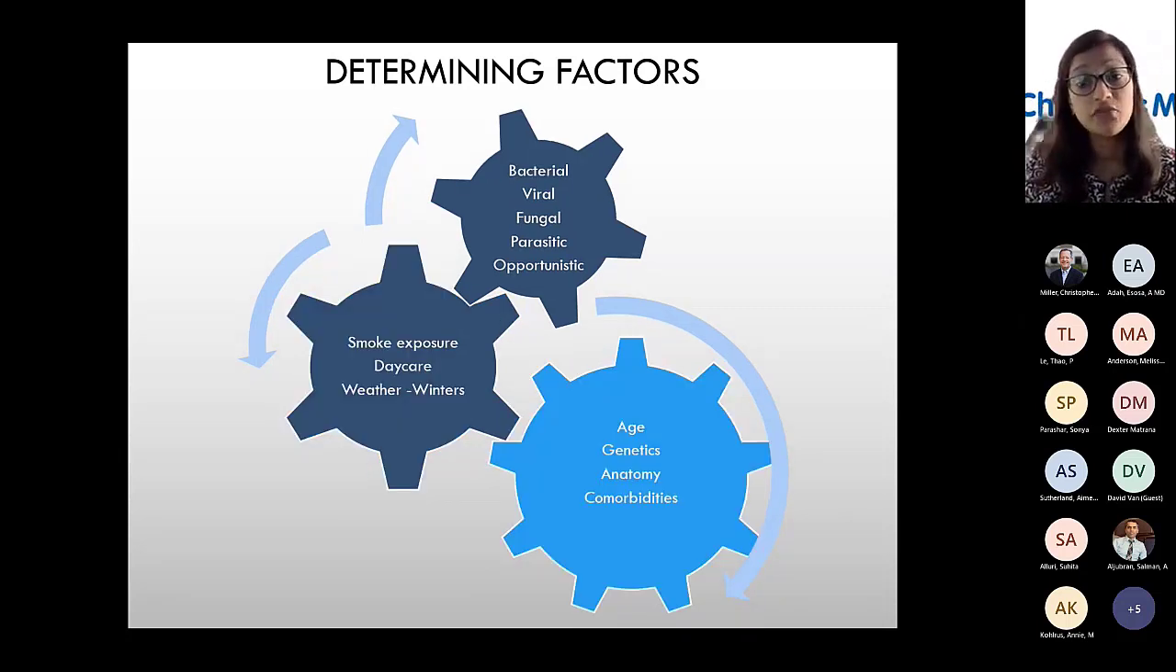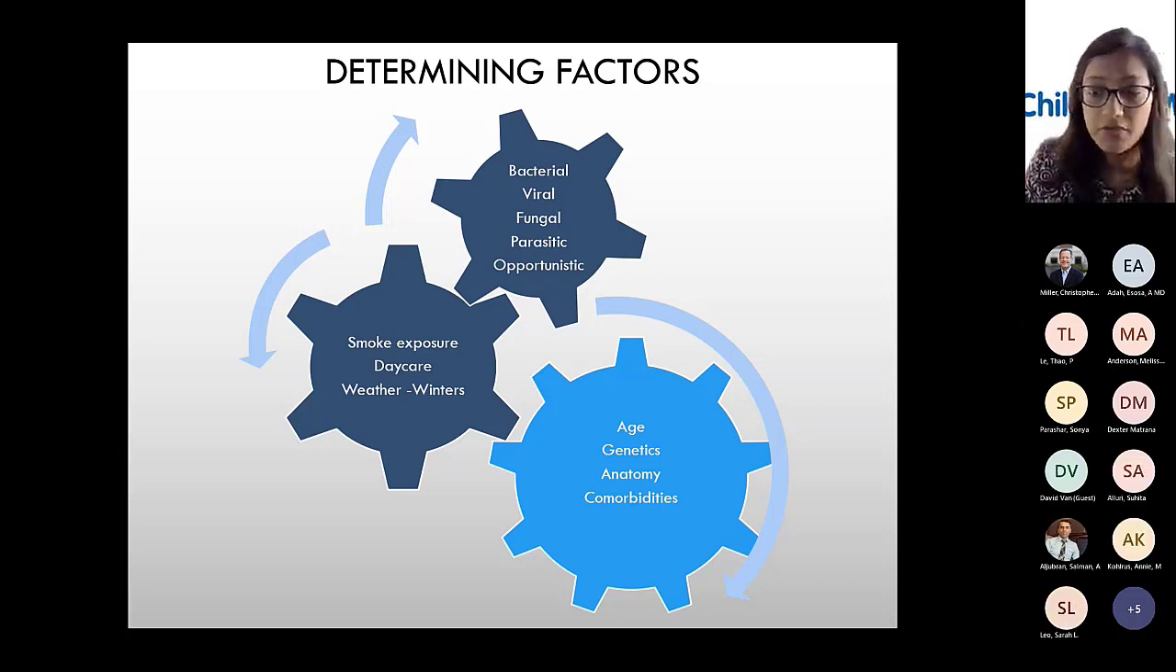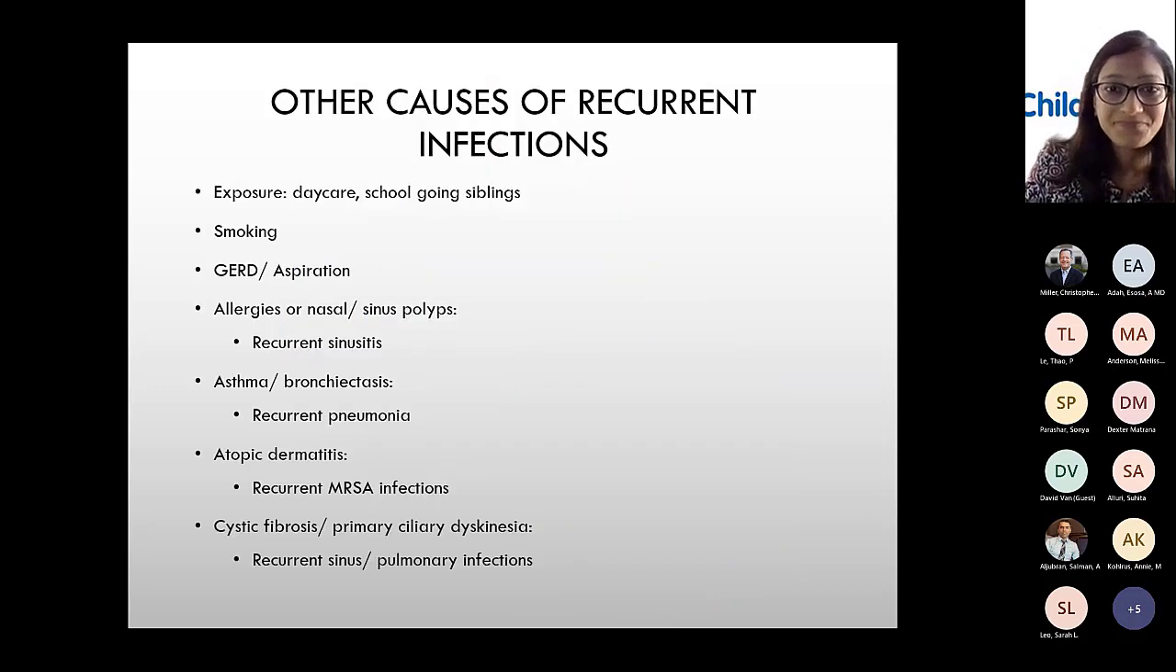So the ends of the age, those patients are really at higher risk of having infections. Some genetic factors. There can be anatomical issues, just structural issues that can cause patients to be at higher risk for some infections. And then comorbidities, think of diabetes, can put some patients at increased risk of some infections. So there can be several different comorbidities that can predispose to certain types of infections.